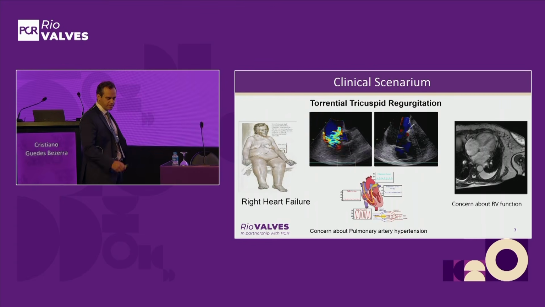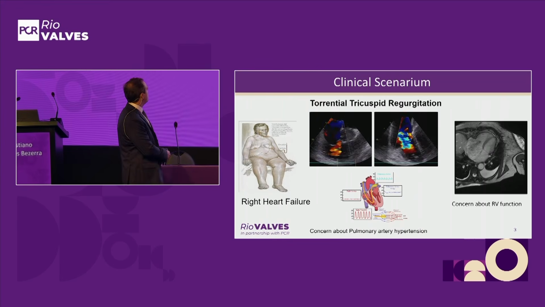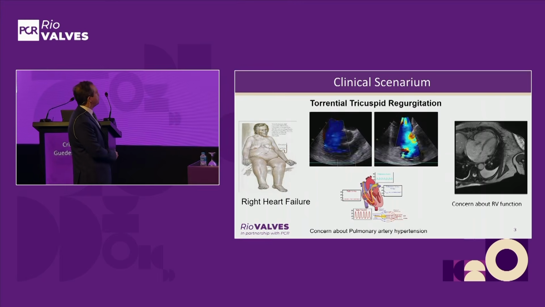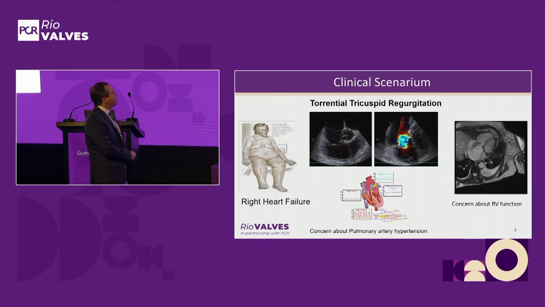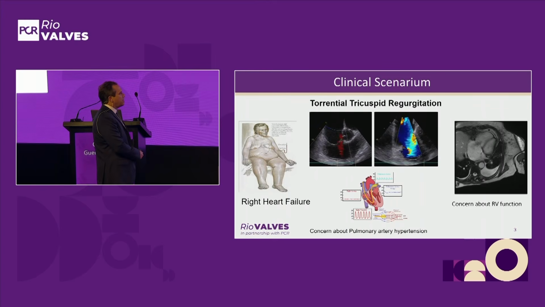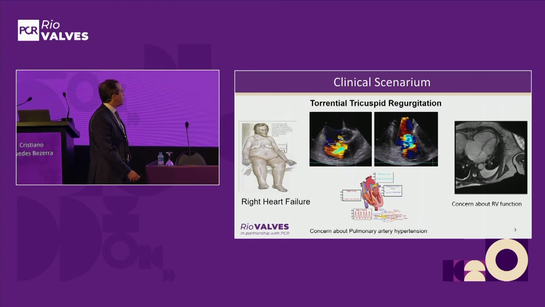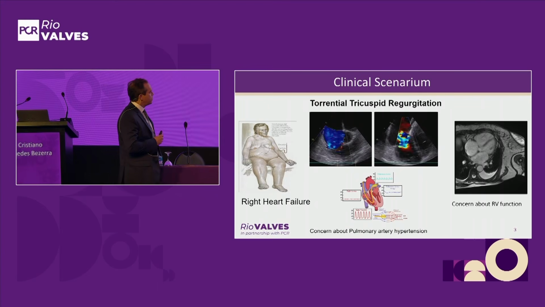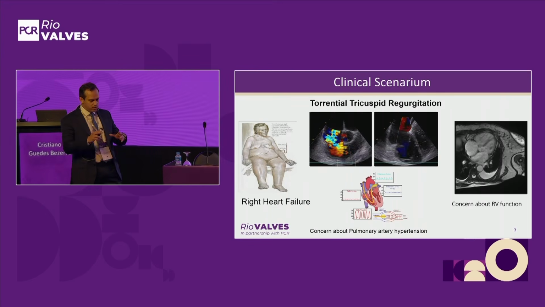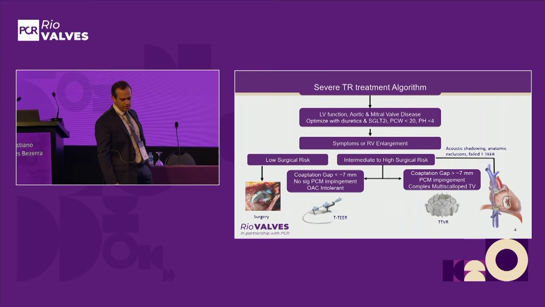So let's start. This is the clinical scenario. This is our patient with right heart failure, jugular distension, ascites, and lower limb edema. We have a torrential TR, as you can see in the echo. We are always concerned about the RV function, and you can see that in the MR. We are concerned about the hemodynamics and especially the pulmonary artery hypertension. So we have to deal with all that information and choose the right treatment for our patient.